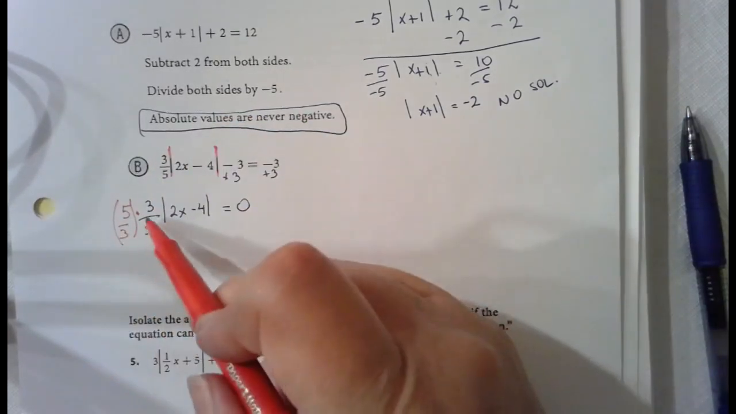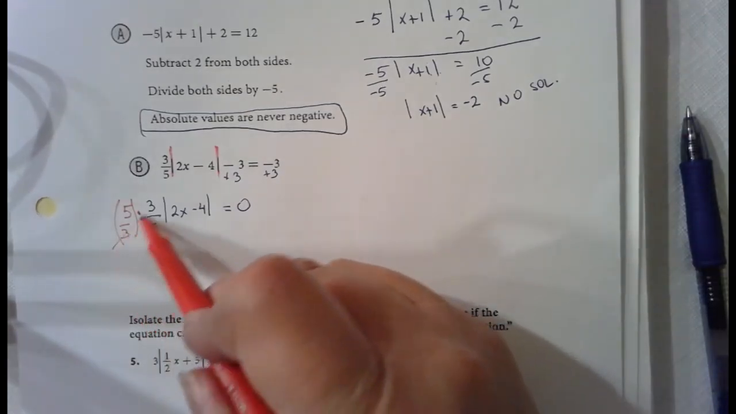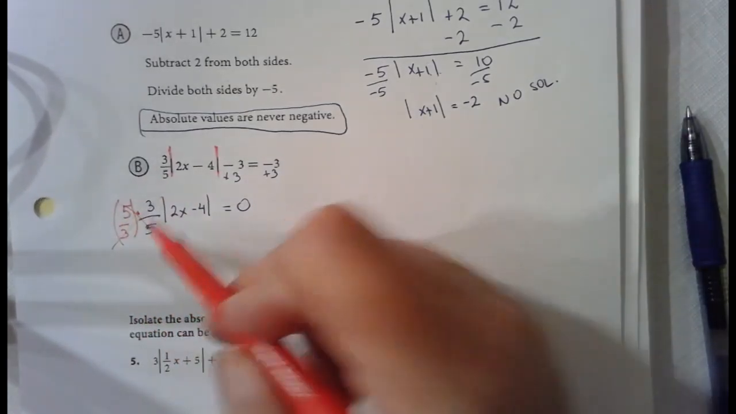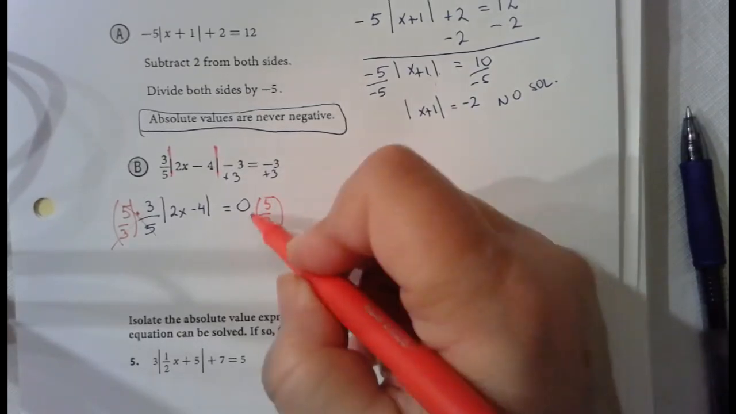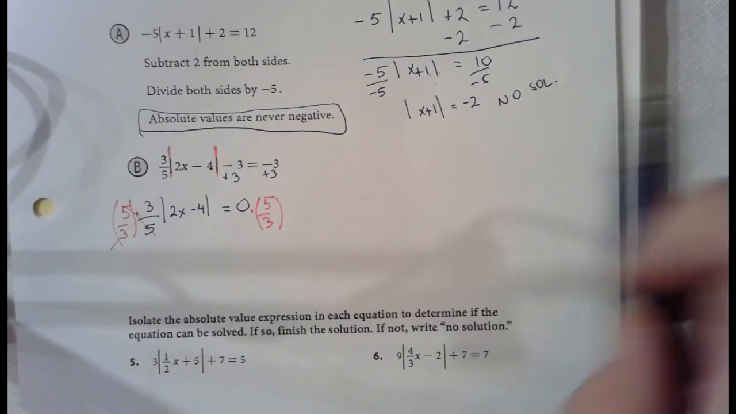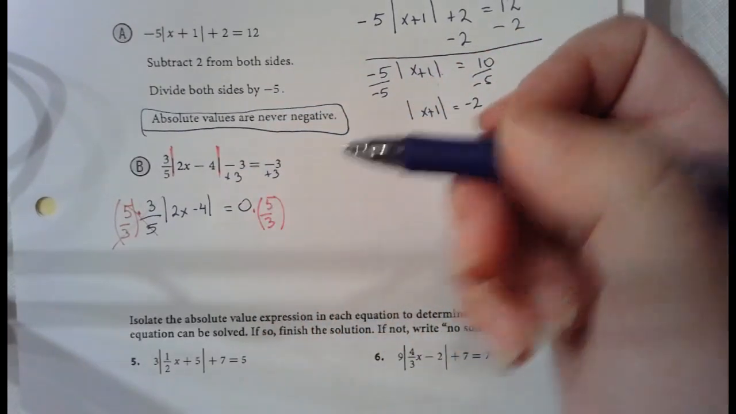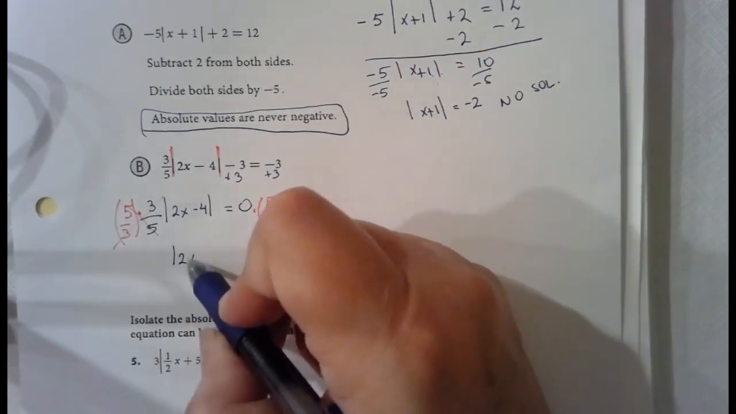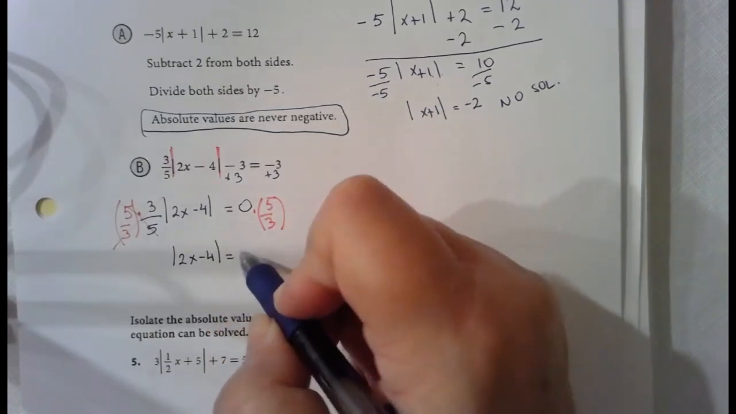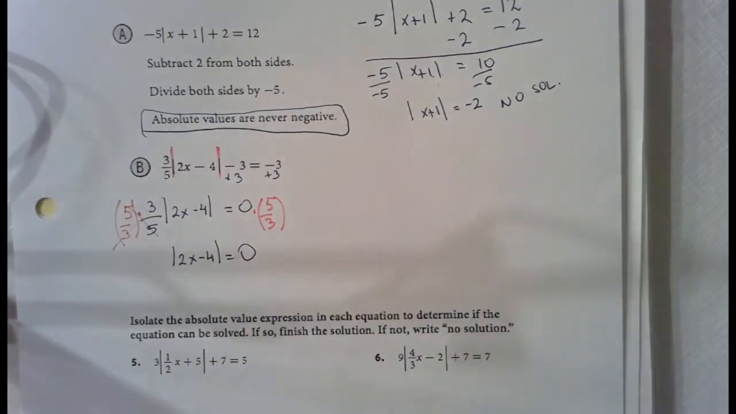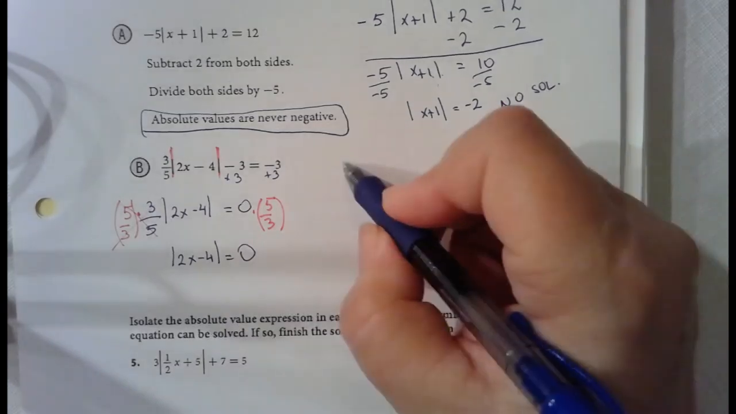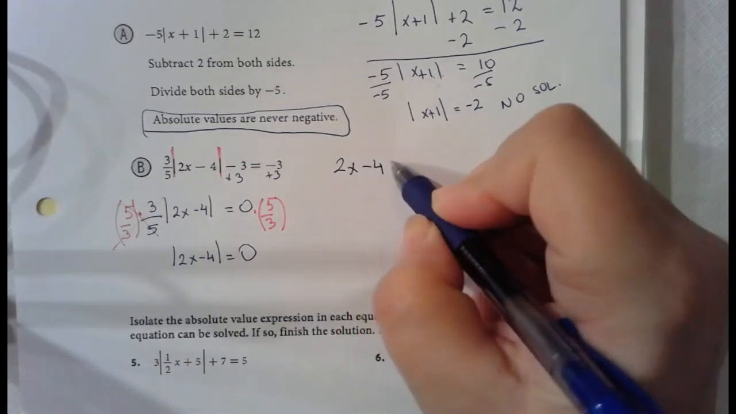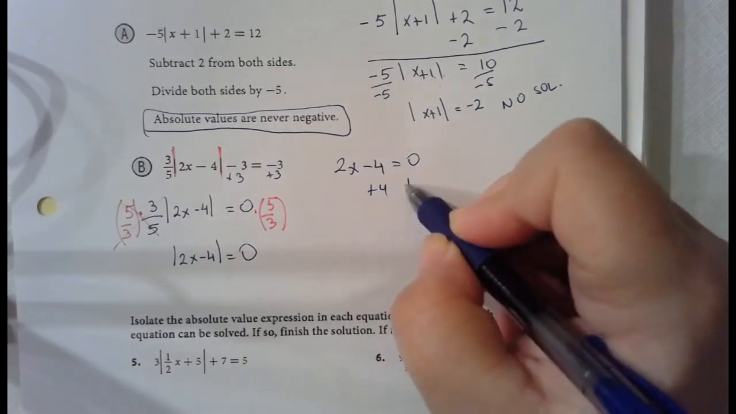The reason you do that, because look what happens now. My 3's cancel and my 5's cancel. So you're going to multiply also this side by 5 over 3. Well, this is easy because 0 times any number is 0. So now you end up with the absolute value of 2x minus 4 equals 0. Well, you cannot have a positive or negative 0, so you're just going to have 0. And when you open the absolute value, you're just going to have 2x minus 4 is equal to 0.